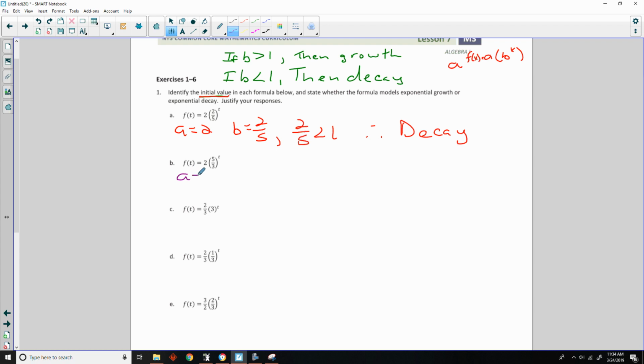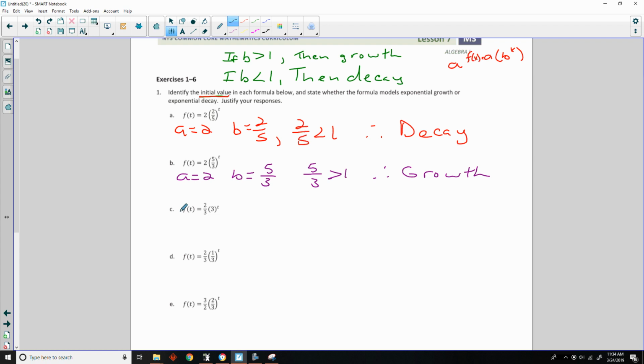What is a? A is 2. In other words, if we plugged in 0 for t, 5/3 to the 0 is 1. 1 times 2 is 2. So my initial value a is 2. B in this case is 5/3. Well, 5/3 is 1 and 2/3. 5/3 is greater than 1, therefore growth.